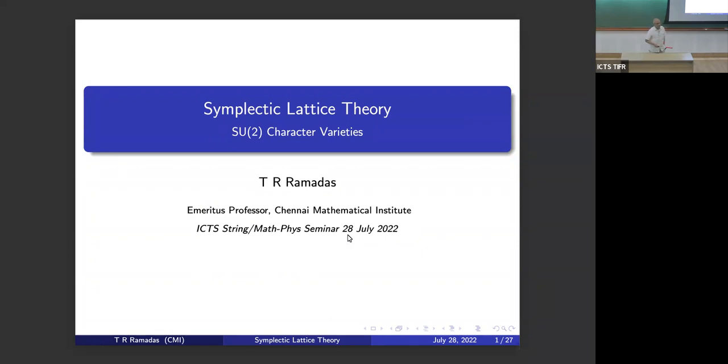So I want to introduce an approach to the integrals that occur in SU2 lattice gauge theory, and try to convince you that this approach might be fruitful. I call this symplectic lattice theory, and it's by connecting the integrals of lattice gauge theory to what are called SU2 character varieties by mathematicians, and which are familiar to physicists as the phase space of SU2 Chern-Simons theory. Okay, so I will say a little bit more about that later.